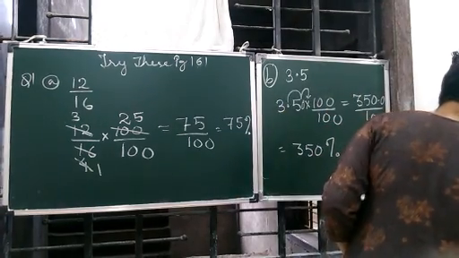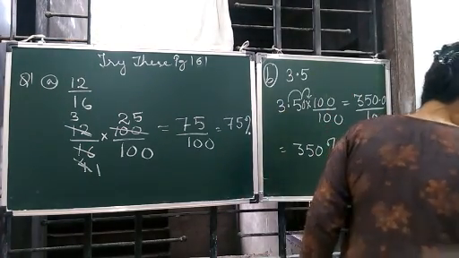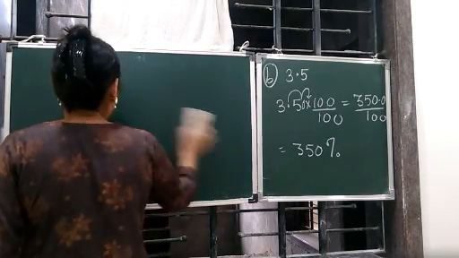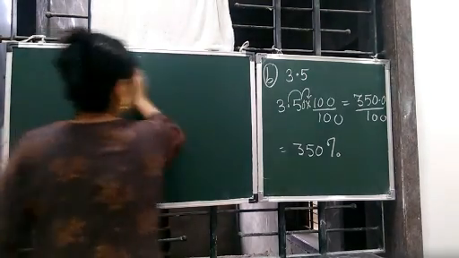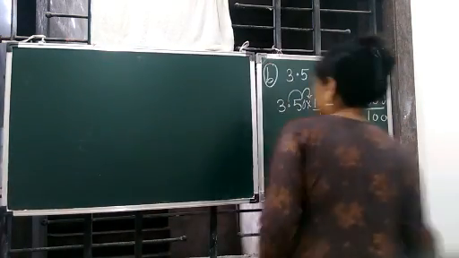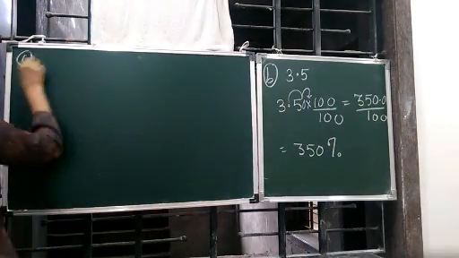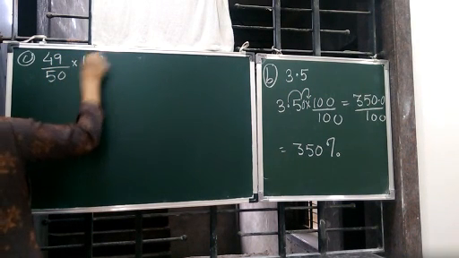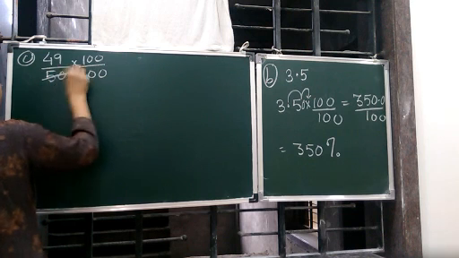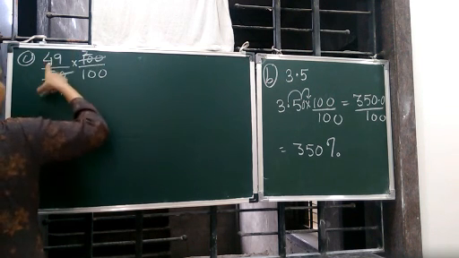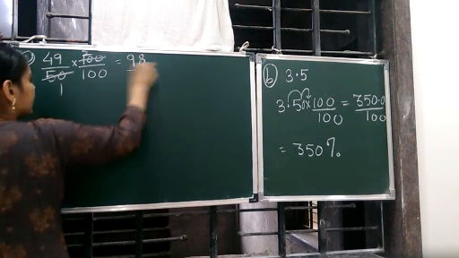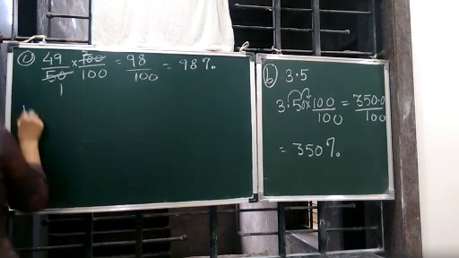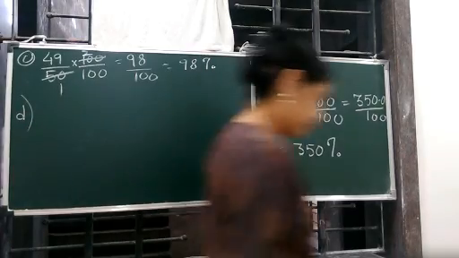This completes B. Now we go to C. 49 by 50, we multiply by 100% or 100 by 100. 50 ones are 50, 50 twos are 100. 49 into 2 is 98 by 100, which gives us 98%. Then we go to D.